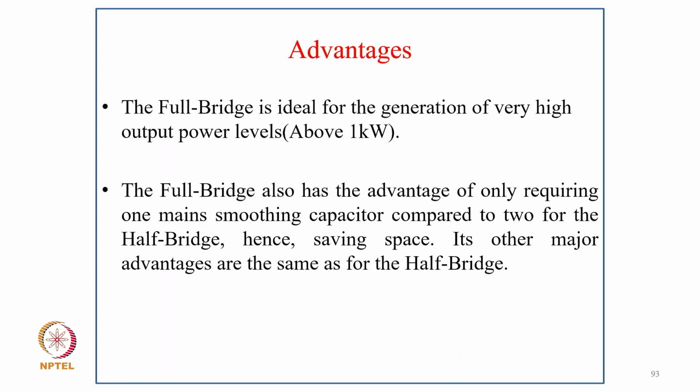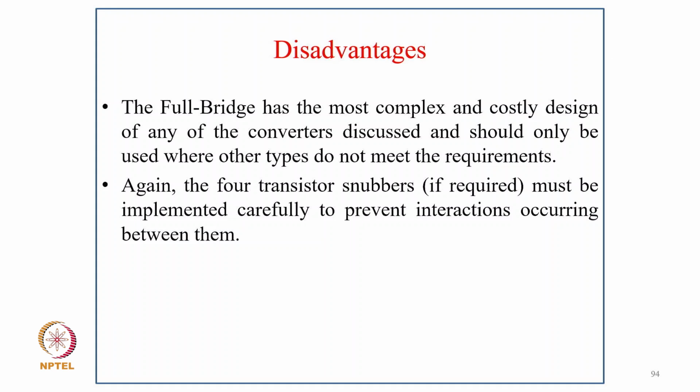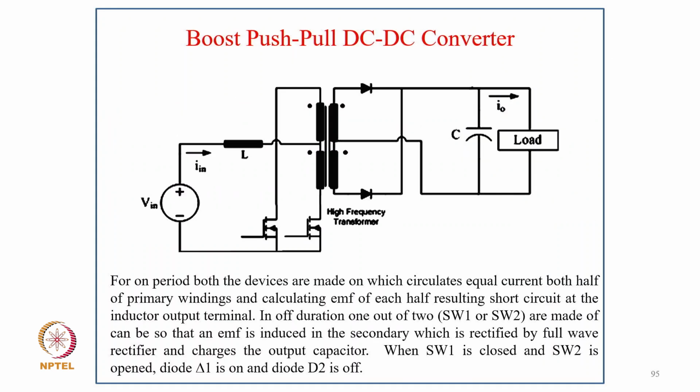So the advantage: the full bridge is ideal for the generation of very high output power levels above 1 kilowatt, and the full bridge also has the advantage of only requiring one mesh smoothing capacitor compared to the two in the half bridge, hence saving space. Other major advantages are the same as for the half bridge. The disadvantage: the full bridge has the most complex and costly design of the converters discussed and should only be used where other types do not meet the requirement. So again, the 4 transistors and snubbers, if required, must be implemented carefully to prevent interaction between them.